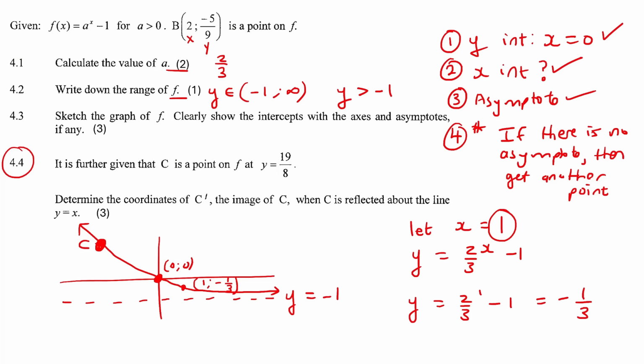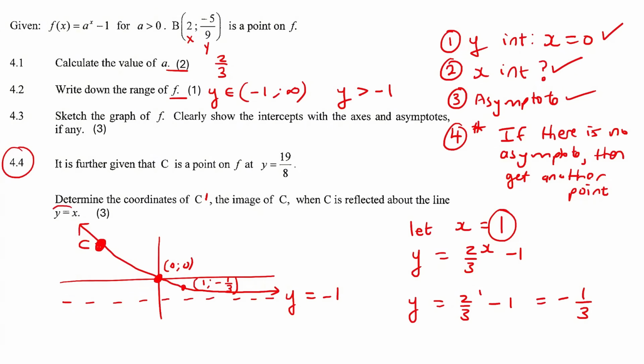Now determine the coordinates of C prime. Now grade 12s, that's not the first derivative. I know there's grade 11s watching this as well, but if you are a grade 12, that is not meaning first derivative over there. Okay, so it says determine the coordinates of C prime, which is the image of C when C is reflected across the line y equals x.